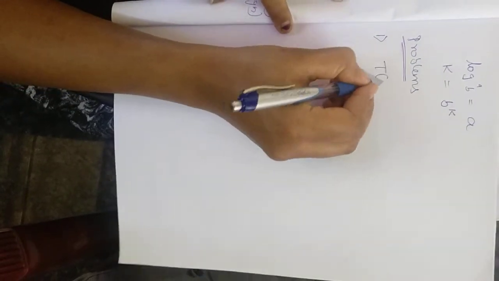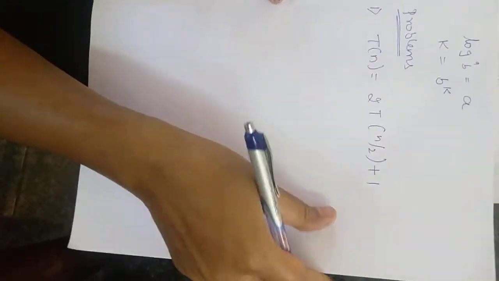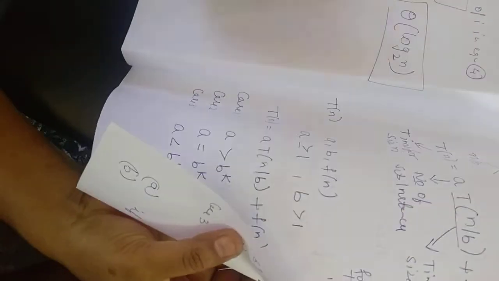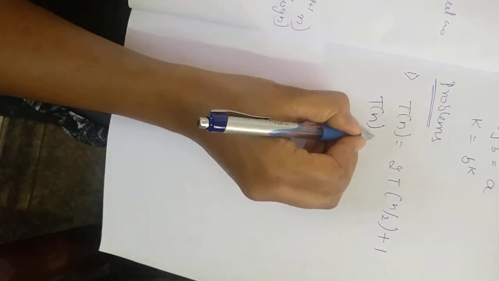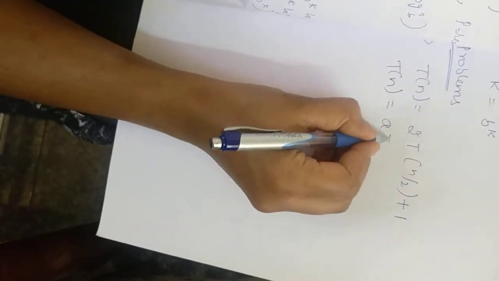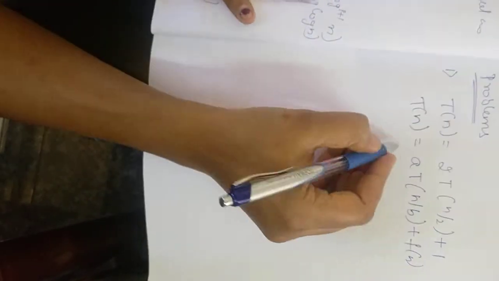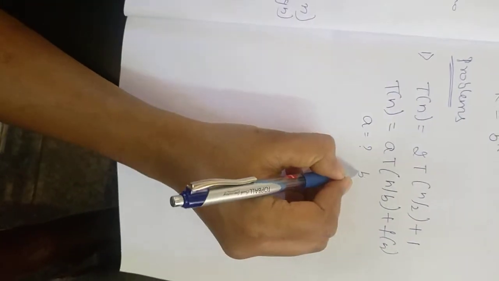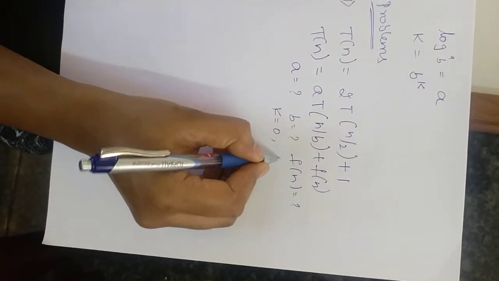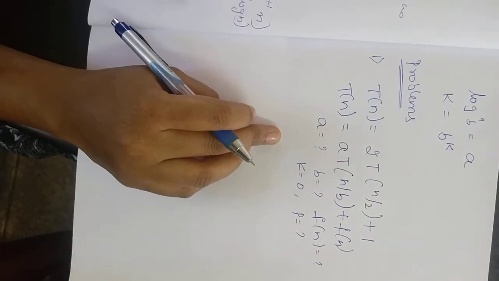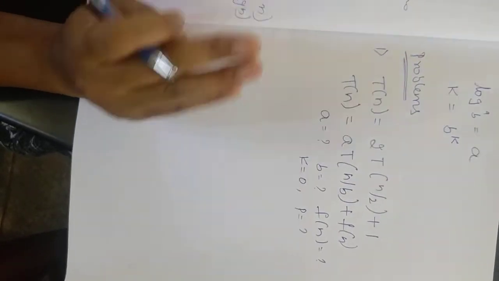The first one, T(n) is equal to 2T(n/2) plus 1. If you see, this is like a general formula, correct? The general equation of Master theorem is T(n) is equal to a into T(n/b) plus f(n). Based on this, you have to see what is a, what is b, what is f(n), what is k, and what is p. If you find these, you can find out the time efficiency.